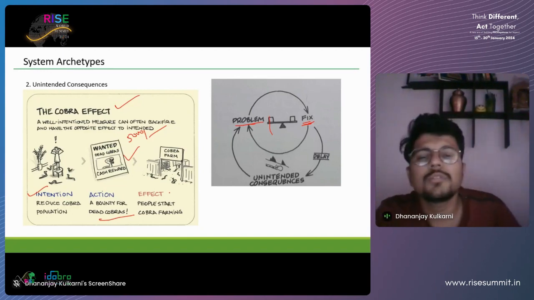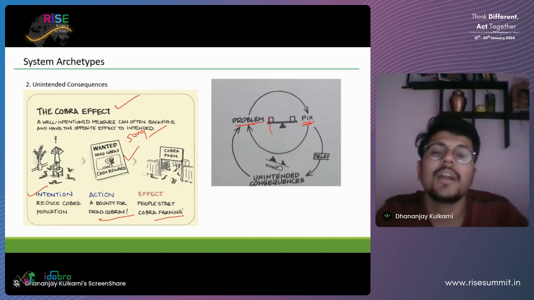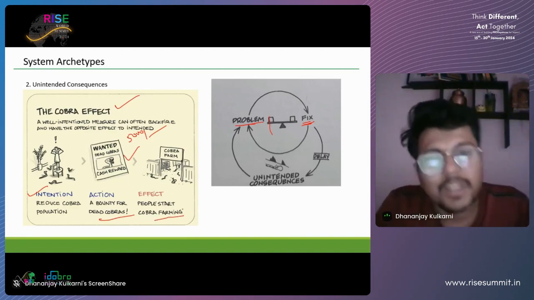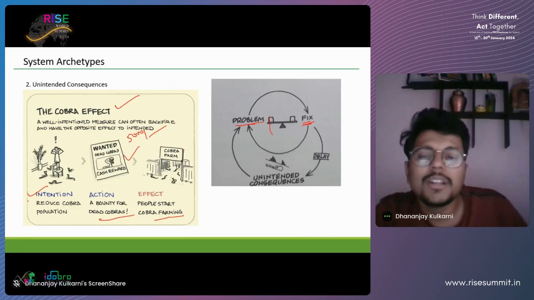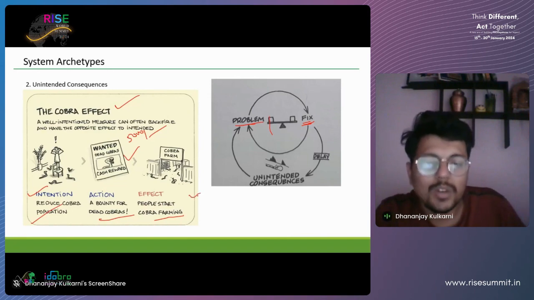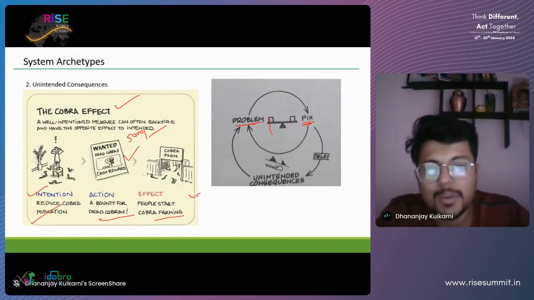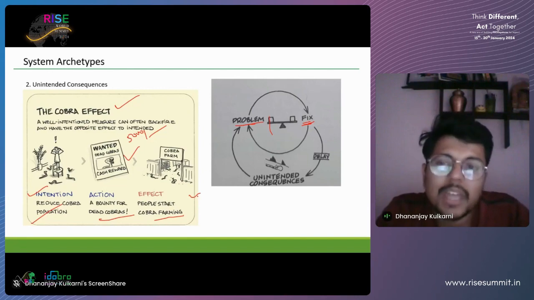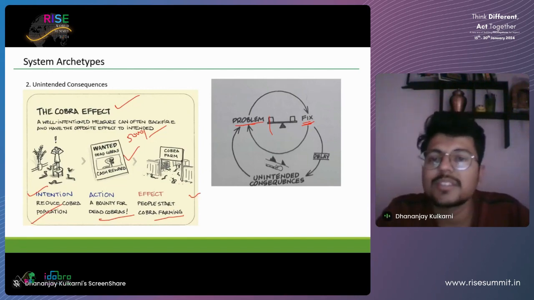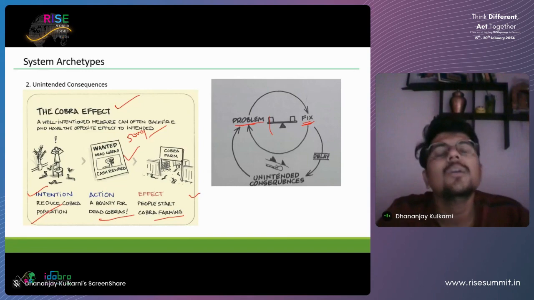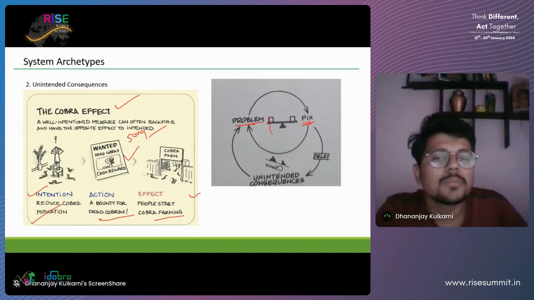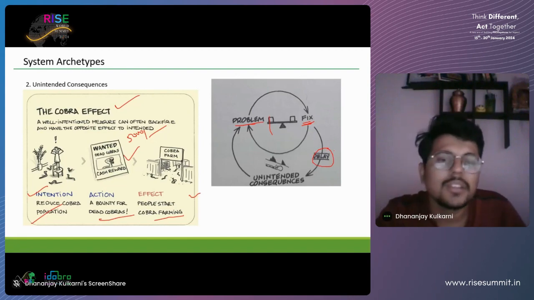But afterwards, what will happen? People will start cobra farming, and this has actually happened as well. Your intention was to reduce the cobra population, but unintentionally, over a longer period of time, people will take up cobra farming, and ultimately the population of cobras will be more. That's how unintended consequences happen. And with systems thinking, there is a concept of delay while we understand these different elements with this feedback loop.